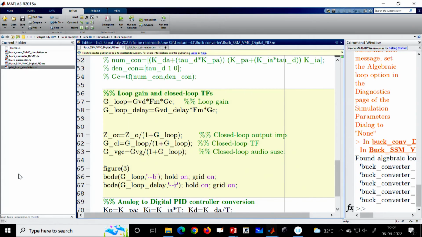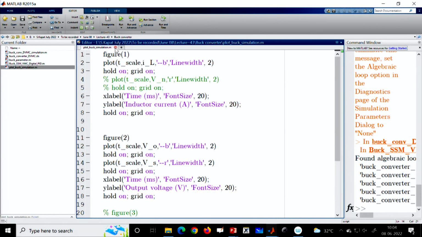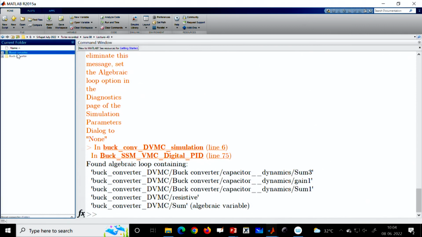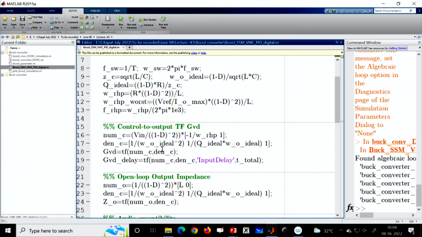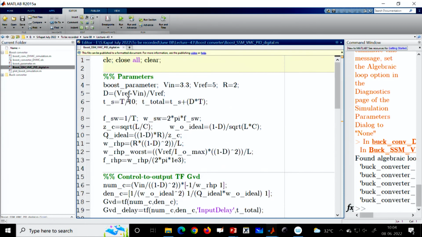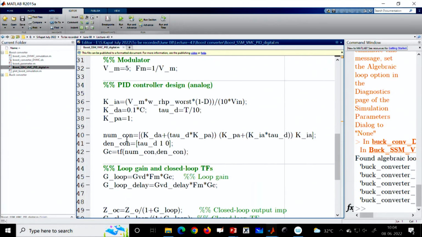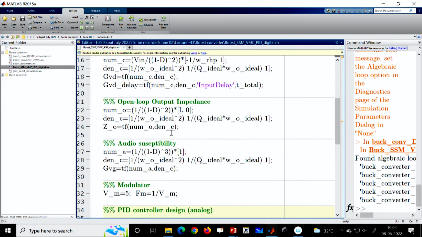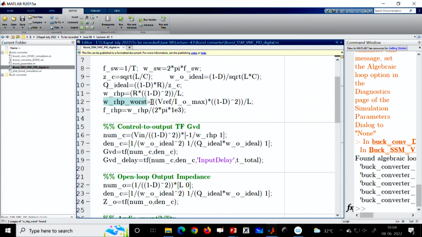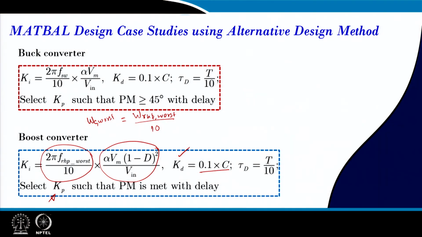So let us go to the case study of this boost converter. Now if you go to the other folder, this is the boost converter case study. Now we are going to design this boost converter; whatever I have discussed, the GVD, all these transfer functions are derived. Here we are designing Ki, the integral gain in the analog domain, as I have just discussed. What is my RHP0 worst case? Let us go back and take, what is my RHP0 expression?